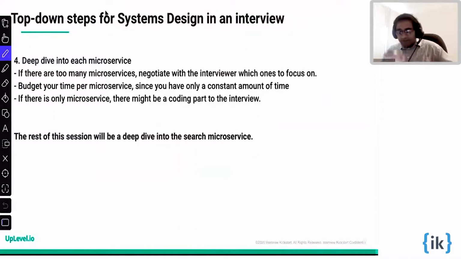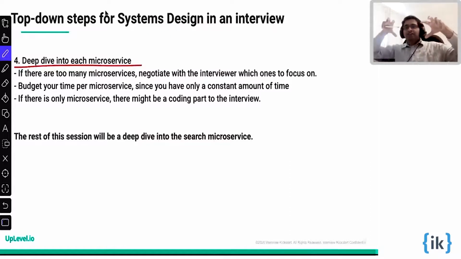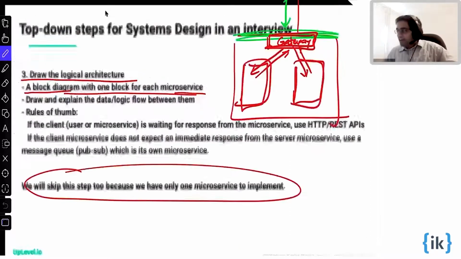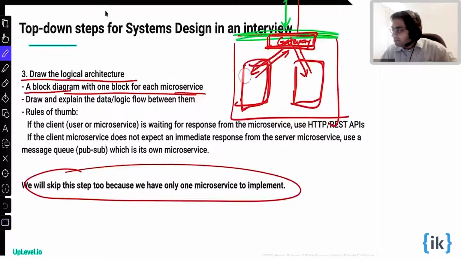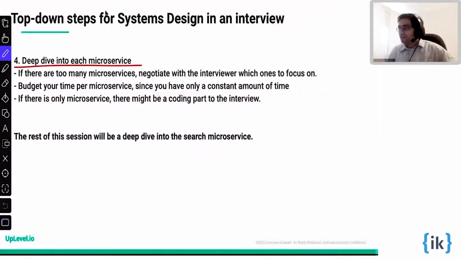And so recall the three steps: gather the functional requirements, cluster them into microservices, and if there are multiple of them, then first draw a logical high level diagram of connecting those microservices. We don't have to deal with step three, we just move to step four. So in step four, for each microservice that you had in your logical architecture diagram, you would do a deep dive into each of them. You would open the box and explain how you would implement each of them.